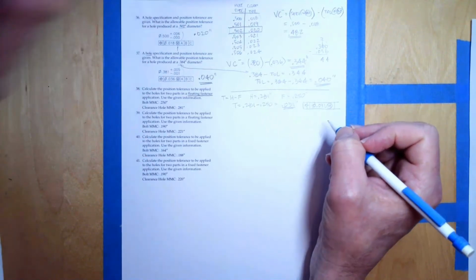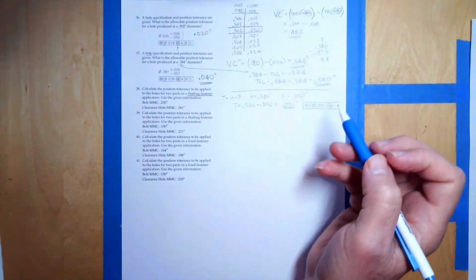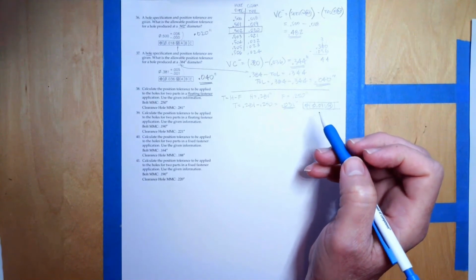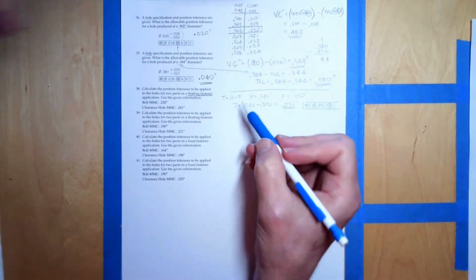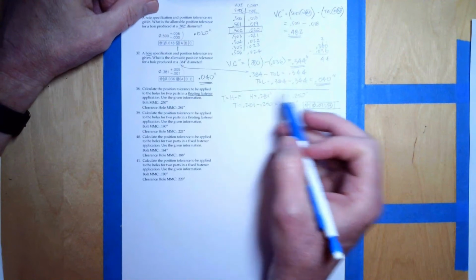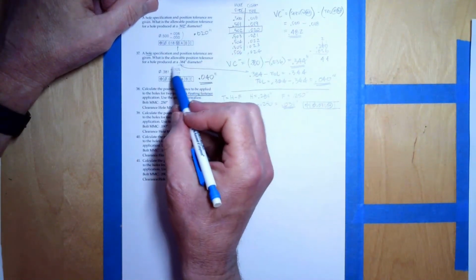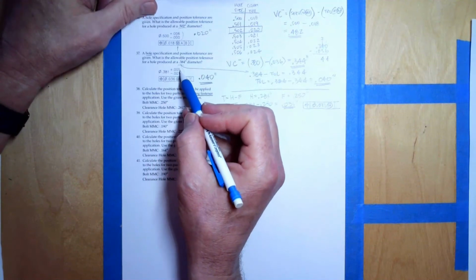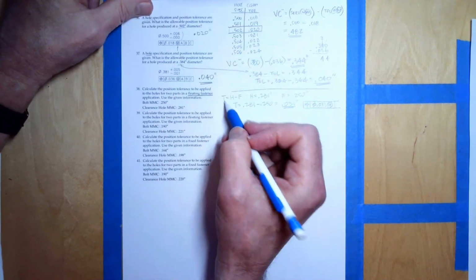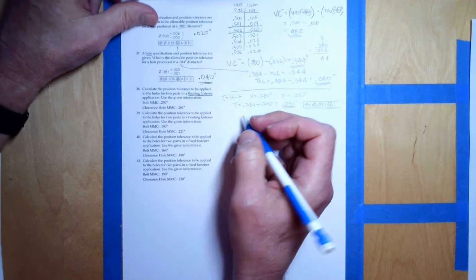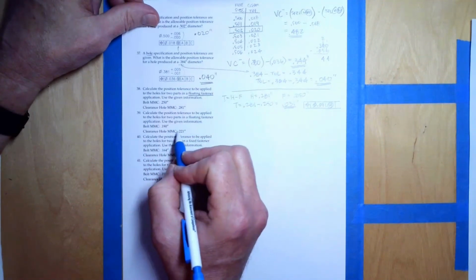Now, I do want to say real quickly here, and I mentioned this in the presentation. Remember that the tolerance that we're calculating here is the tolerance that goes in the feature control frame. This is not the tolerance that goes with the holes. This is not the hole size tolerance. All right, so let's move on to this next one.